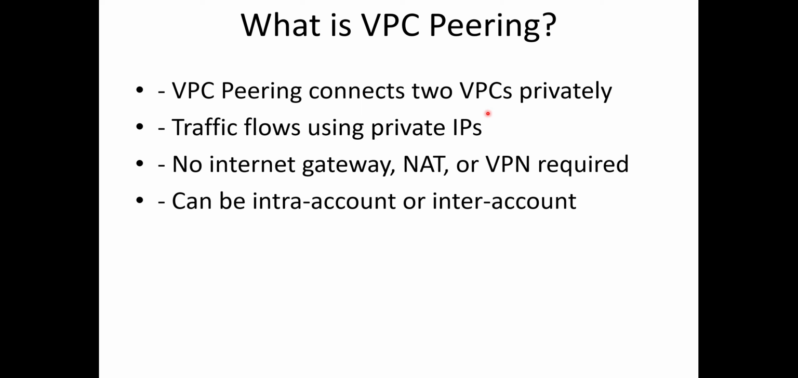Traffic flows using private IPs only, no internet gateways. An internet gateway is essentially an AWS service where you can directly have internet access, using internet gateway, network address translation (NAT), or a virtual private network (VPN). All of these are not required when you are using VPC peering, and it can also be intra-account or inter-account. What does that mean? Within your account you can do it, and between your account and your friend's account in AWS you can also configure VPC peering.